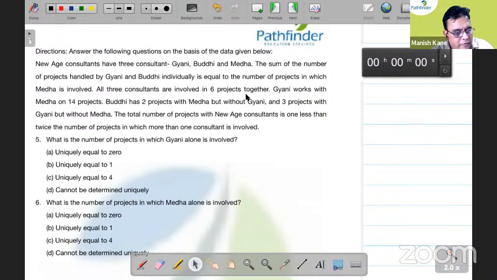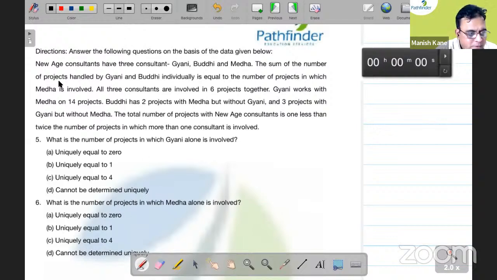Okay, how many of you have done it? Okay, I have not received any answers this time. Never mind. Let's see. New age consultants. Okay, somebody has given an answer. Fifth is D. Prathamesh says D.